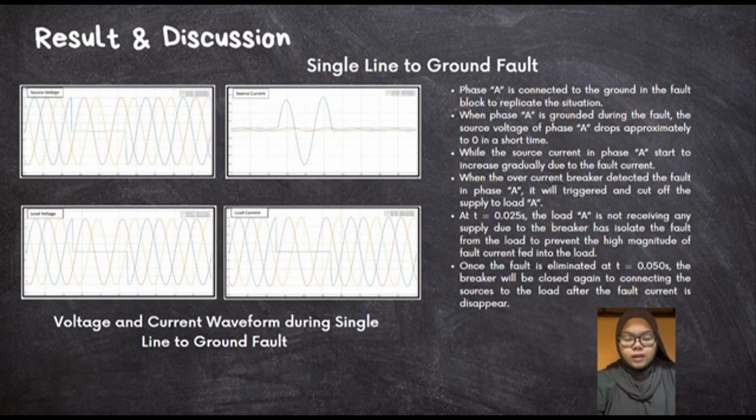There are 4 fault conditions to be tested in this system to observe the effect of each fault on the power system, which are single line to ground fault, double line to ground fault, line to line fault, and 3-phase fault.